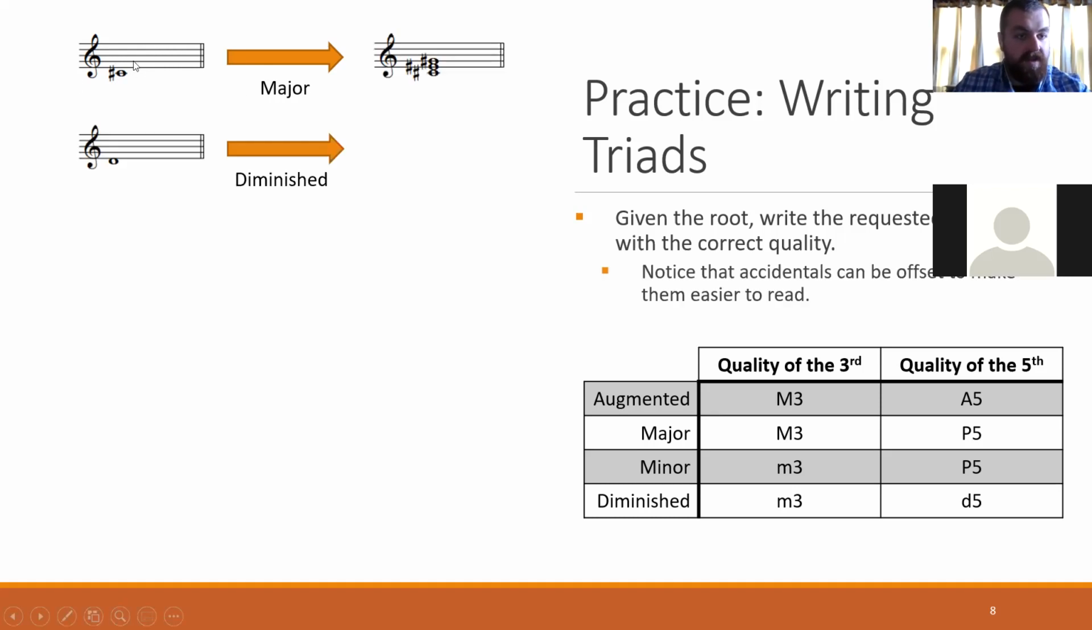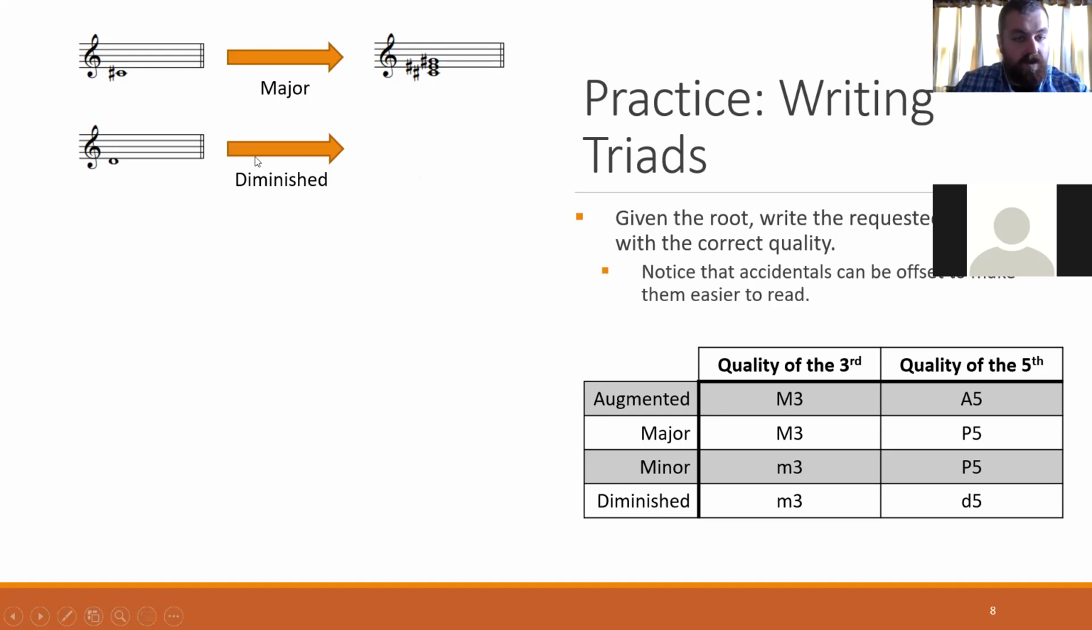You could also think of it granularly. I know I need to go from C up to an E of some kind. What E would give me a major third? From C up to G of some kind, what G would give me a perfect fifth? That would be E sharp and G sharp respectively. So there you go.